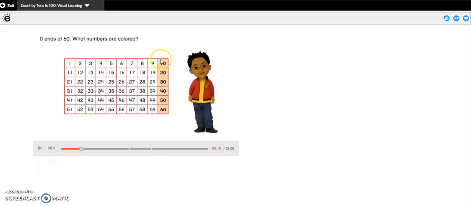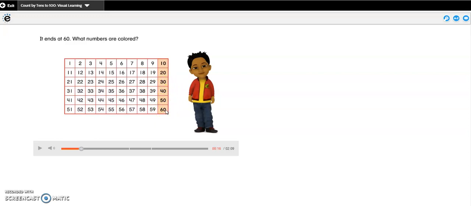All right, let's look at the numbers that they colored in orange. Now, is this a row or a column? Just to review, a row goes from left to right. A column goes from top to bottom. So is this a row or a column? That's right, it's a column. What numbers are colored? 10, 20, 30, 40, 50, and 60.